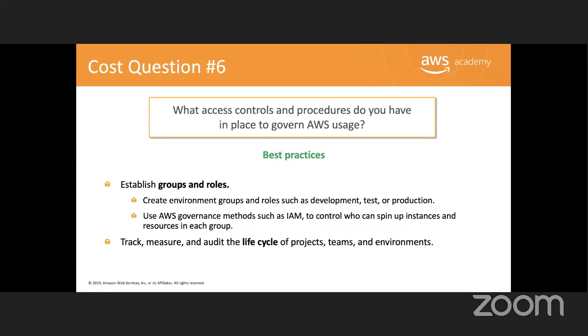What access controls and procedures do you have in place to govern AWS usage? Establish groups and roles. You know that already, that's one of the best practices of IAM. You can create environment groups and roles such as development, test, and production. Use AWS governance methods such as IAM to control who can spin up instances and resources in each group. Track, measure, and audit the lifecycle of projects, teams, and environments.